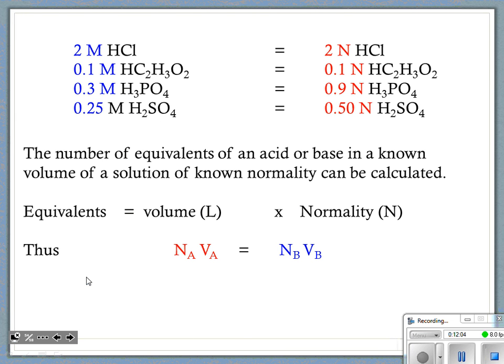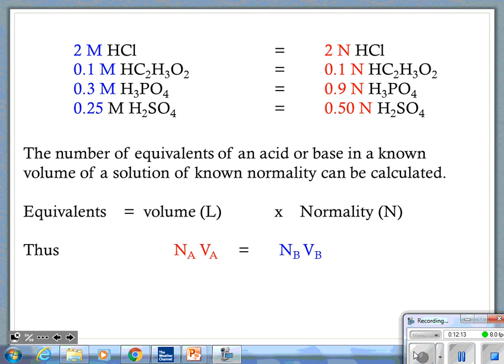Now, copy down this slide, and we're going to talk about this one because it's a pretty important slide. Now, as I look at this top part, it says a 2 molar hydrochloric acid solution is a 2 normal hydrochloric acid solution. Why is that the case? Because hydrochloric acid is monoprotic.